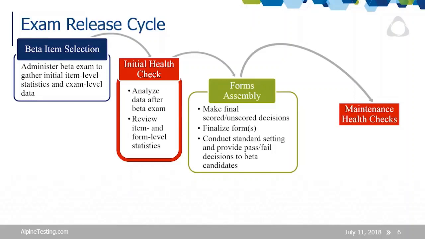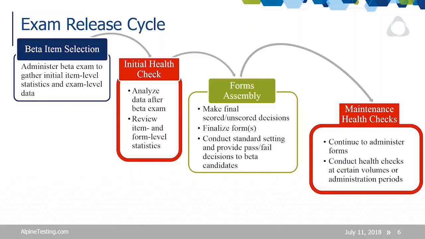At that point, you can finalize the form, conduct your standard setting, and then maintain the health checks. In other words, after you've administered the form, you're going to want to do another health check to see, is the exam performing as intended? Is it hitting the right people? Are your items, something else you can check during the review, are your items still performing as expected? Is everything meeting the purpose of the test and focusing on the right people? Just for routine maintenance, these health checks you want to do at certain volumes or administration periods. And we will talk about that a little bit more later.